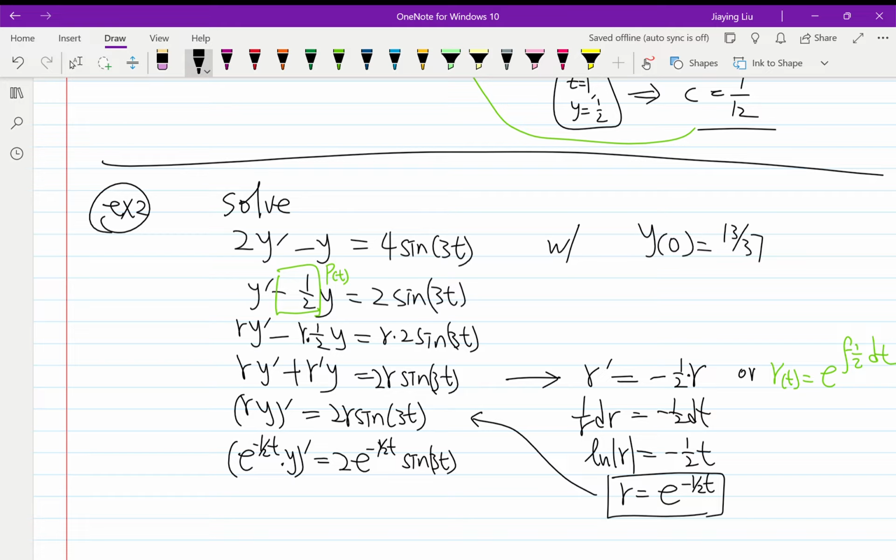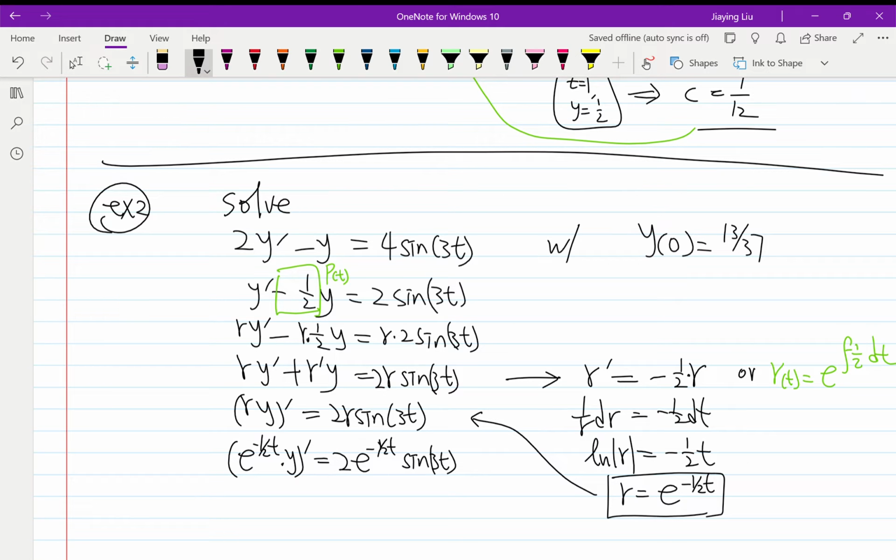Okay, so this is what I have. Do you get the same thing? More or less. So I get r equals e to the negative 1/2 t. And in this part I have r times y prime equals 2r sine 3t. So I put it there, you substitute for r there.